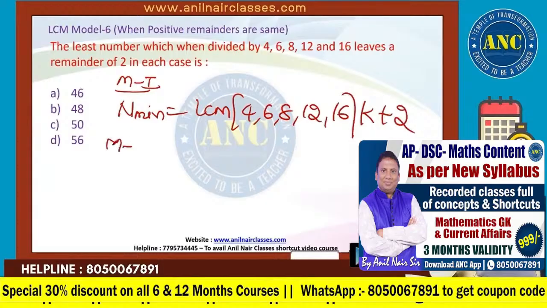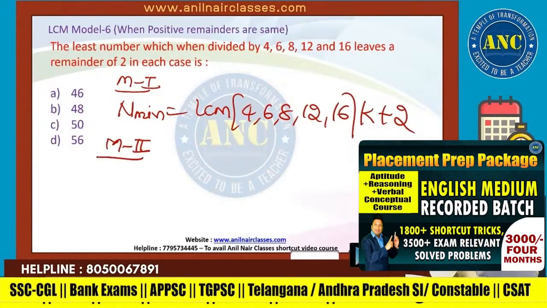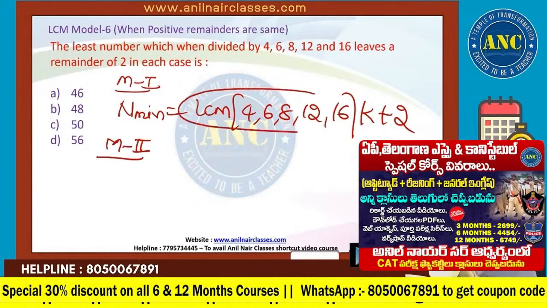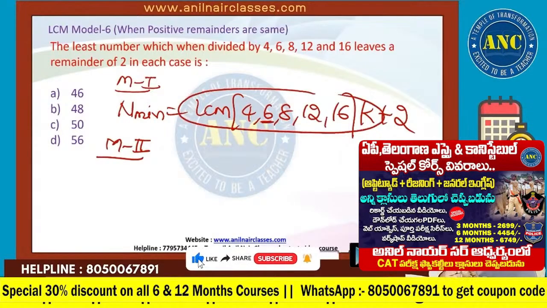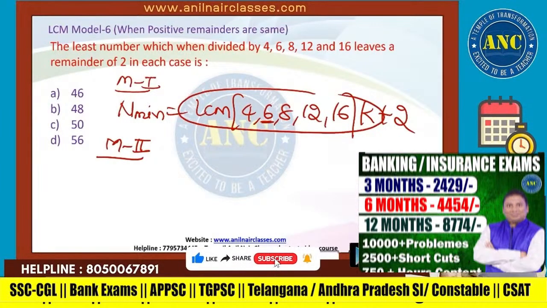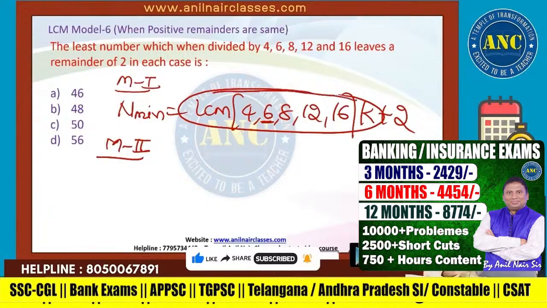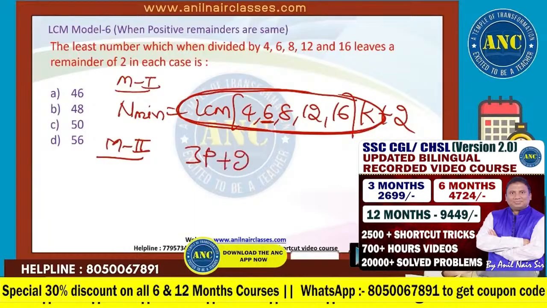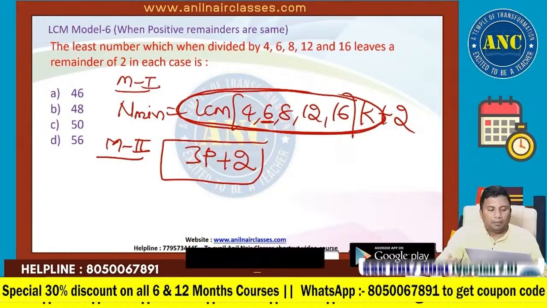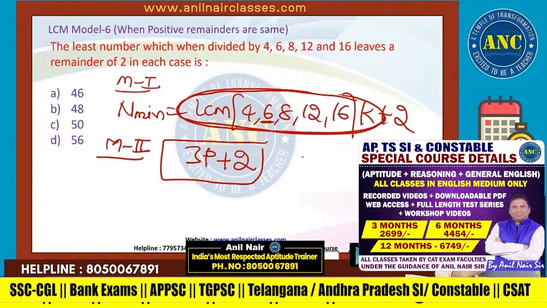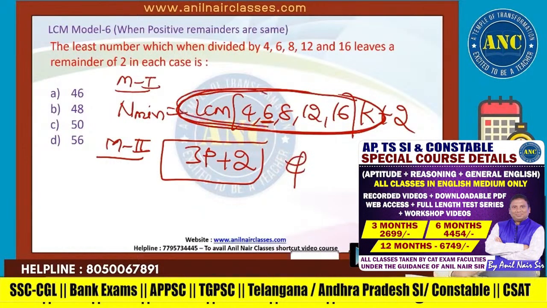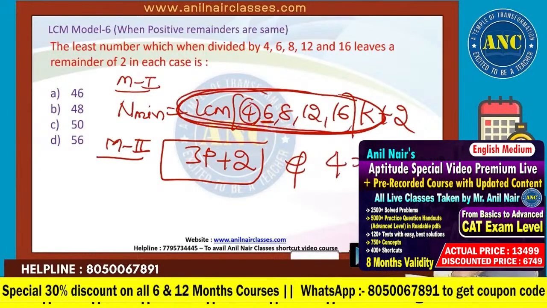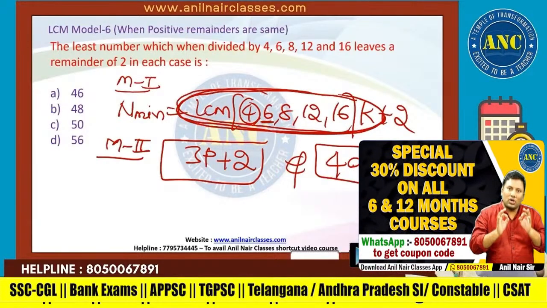Method 2. How to do method 2? Can I say that this entire number is divisible by 3? Are you all with me? 6 is nothing but 2 into 3. This entire number is divisible by 3 and it gives a remainder 2. So the answer should be of the form 3p plus 2, and it is also divisible by 4.